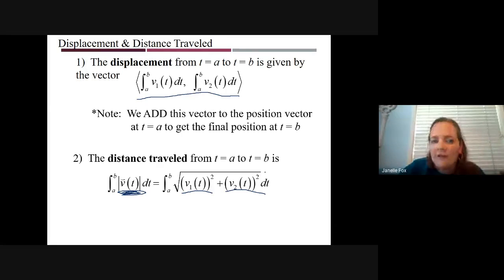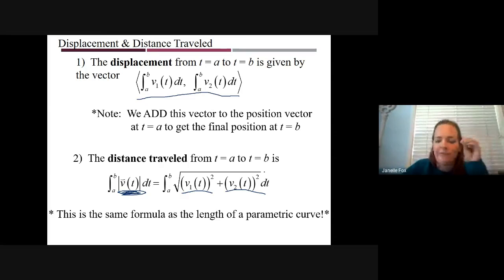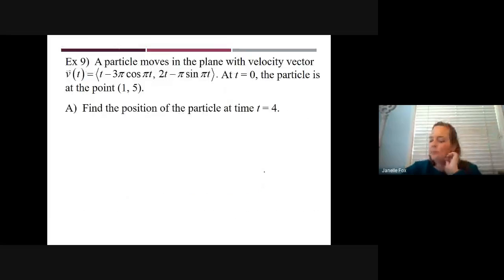This looks very familiar. It is very familiar. Okay, this is the same formula as the length of a parametric curve. It's the same. Oh my goodness. This is amazing. One less thing to really memorize. Just apply. Oh, I love mathematics. So great. Thanks, calculus, for giving me something that I can memorize because I already did it. Yay. Let's put this into play and do an example.